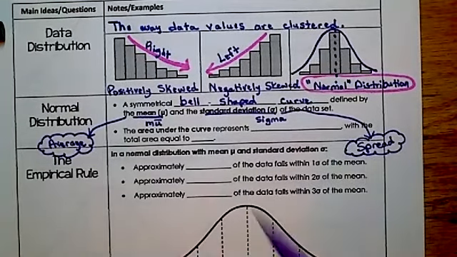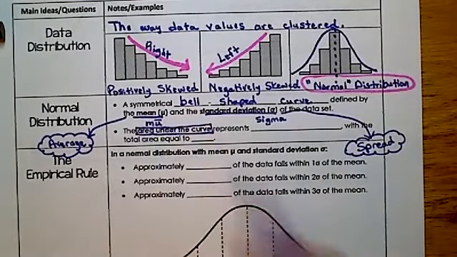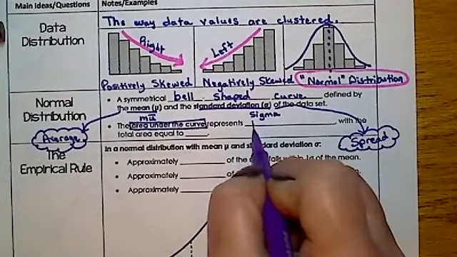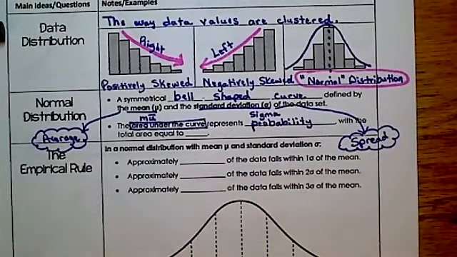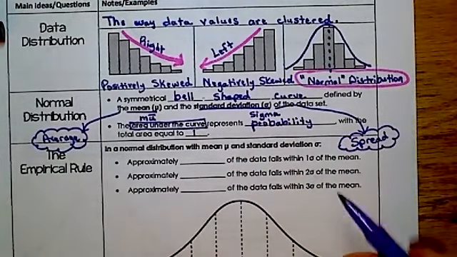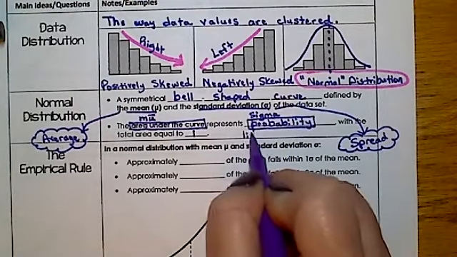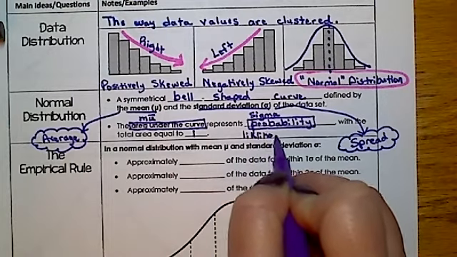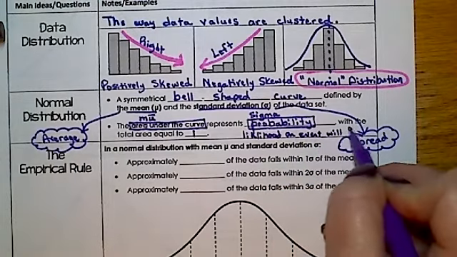The area under the curve represents probability. Probability is the likelihood an event will occur, okay? So probability is the likelihood that an event will occur, with the total area under the curve being a 1. We'll put under here probability, the likelihood an event will occur.